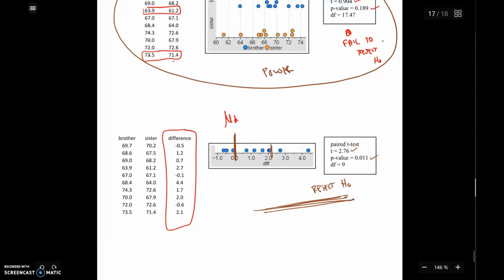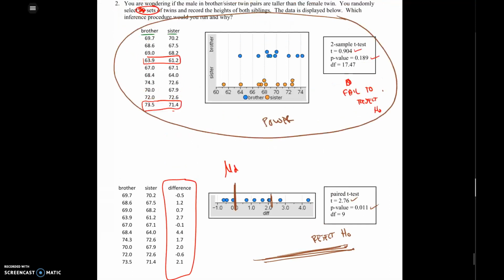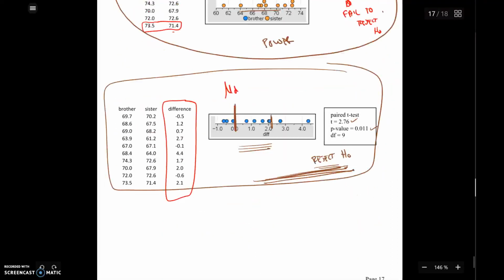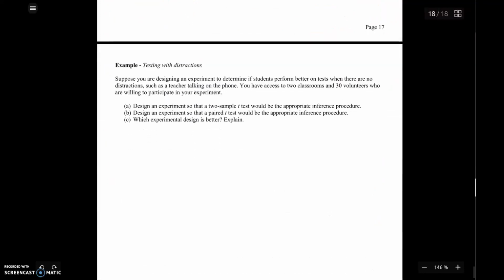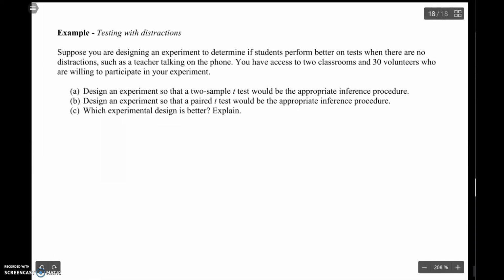What a matched pairs design does is it eliminates all of this variability here, and it gives us a more powerful test that allows us to reject more often when there is a difference. So matched pairs design is a very nice design. Okay. Oh geez, last example, testing with distraction. Okay, let's just do this real quick here.